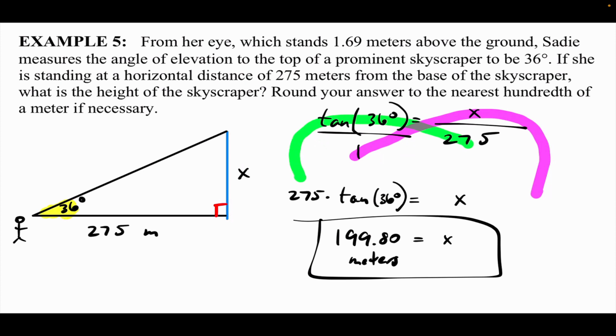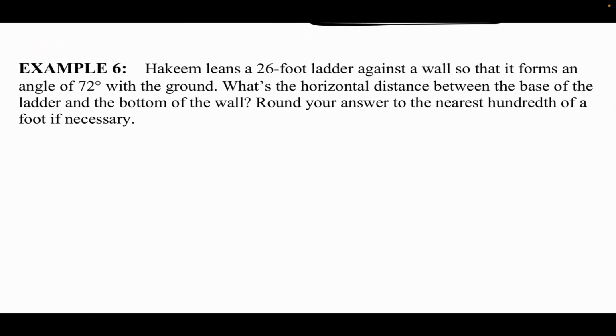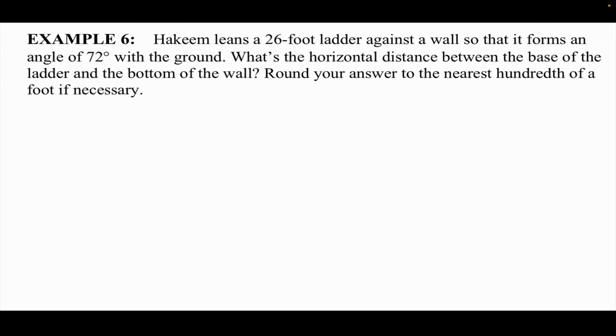All right, last one. Last one, then we're done. Again, read, draw a triangle, figure out what you need. This one's not a skyscraper. This one is a ladder. So Hakeem's got a 26-foot ladder that stands up against the wall. Well, if I have a ladder, again, ladders don't stand straight up. If ladders stand straight up, they're going to fall over. They always lean up against something, right?